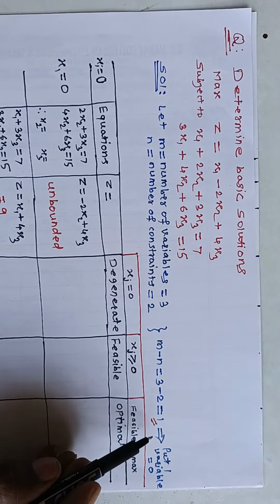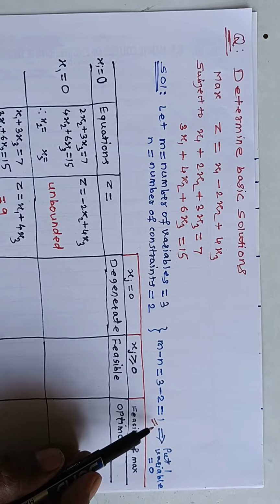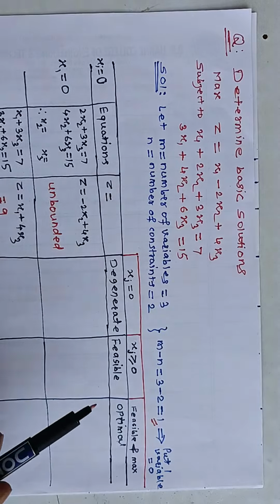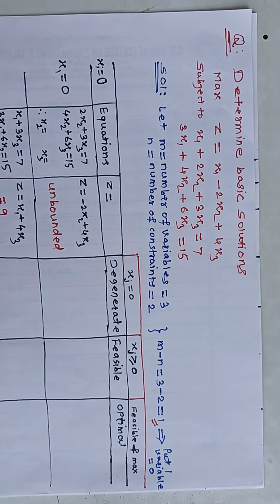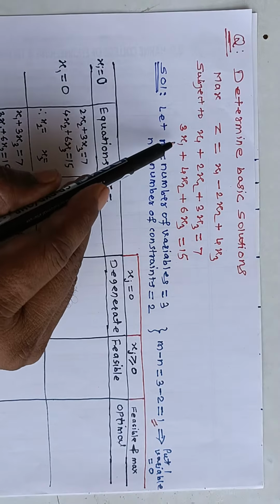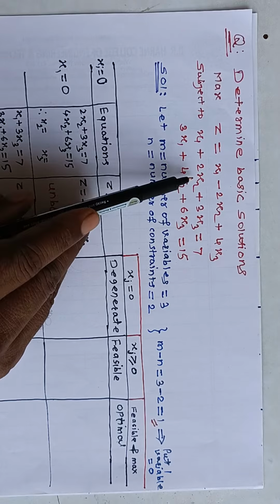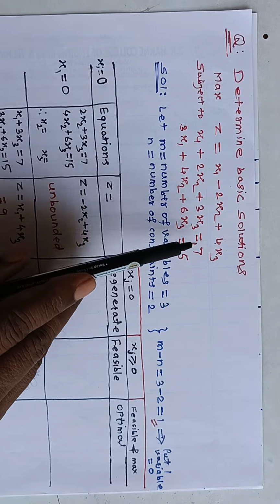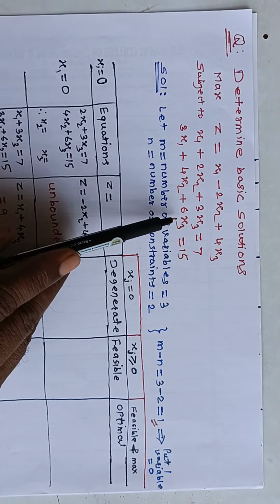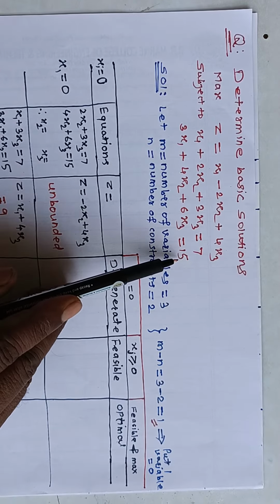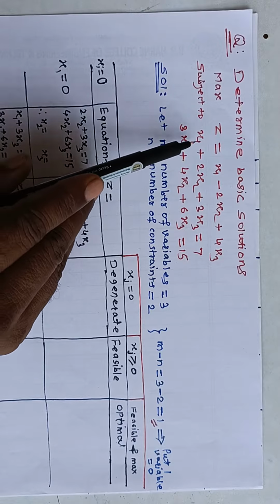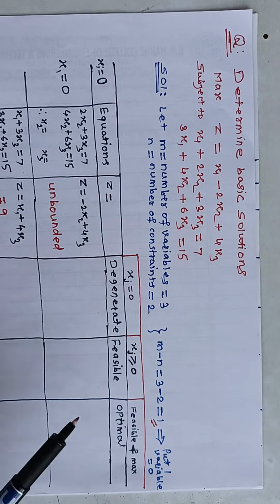Meaning of this 1 implies, meaning of this is what? Give 0 value to 1 variable. Means there are 3 variables x1, x2, x3. First of all give value to x1 as 0. x1 is equal to 0. Then if we substitute x1 is equal to 0 in constraints, then 2 equations you should get. That 2 equations will be 2x2 plus 3x3 is equal to 7, 4x2 plus 6x3 is equal to 15. That equations you have to solve and get the values of x2 and x3 like that.